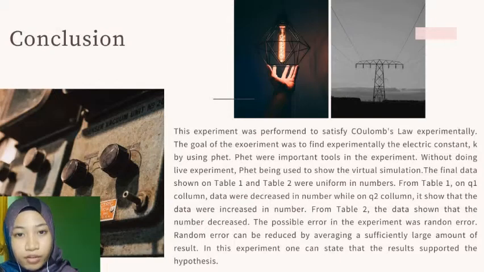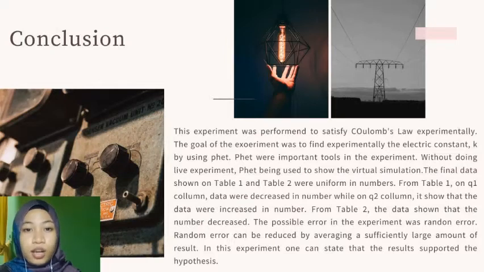The possible error in the experiment was random error. Random error can be reduced by averaging a sufficiently large amount of results. In this experiment, one can state that the results supported the hypothesis.